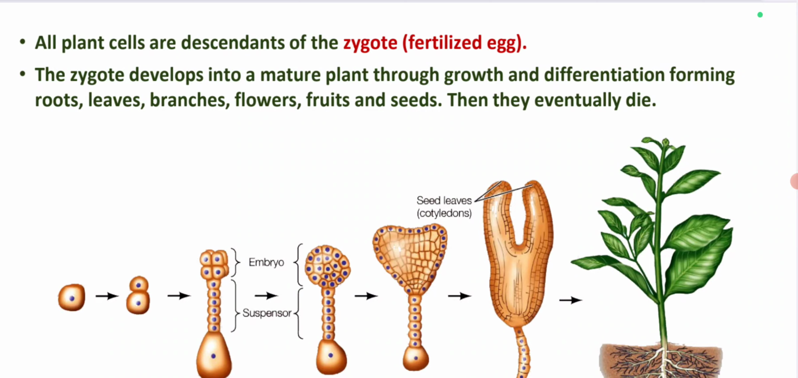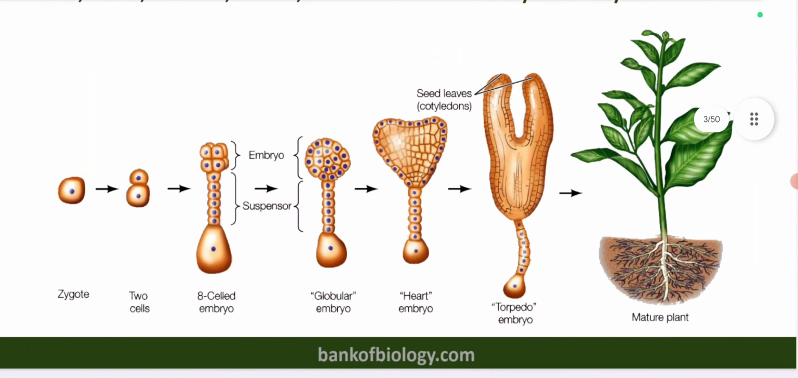Okay, so all plant cells are descendants of the zygote. Means they come from the zygote. Zygote is a fertilized egg. The zygote develops into a mature plant through growth and differentiation, forming root, leaves, branches, flowers, fruits and seeds. Then they eventually die. As you can see, zygote, 2-cell, 8-celled embryo, globular embryo, heart-shaped embryo, torpedo embryo and then mature plant.